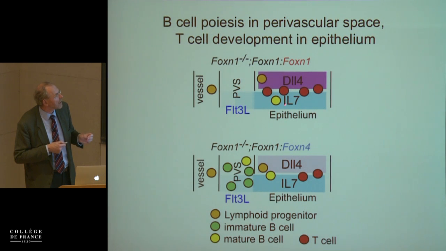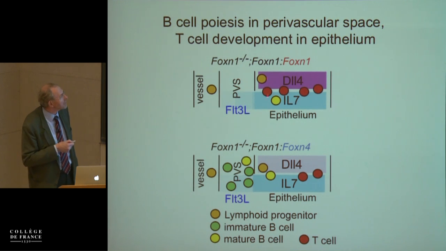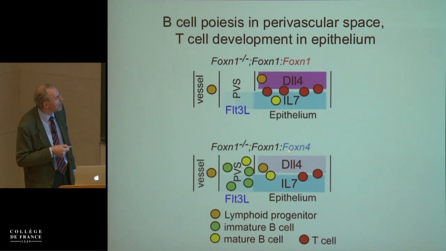versus FLT3 ligand and IL-7, which are B-cell promoting conditions, changes from FOXN1 to FOXN4 to the extent that the perivascular space now is conducive to supporting B-cell development, because there is a supply of FLT3 ligand and IL-7, and there's not enough delta-like 4.